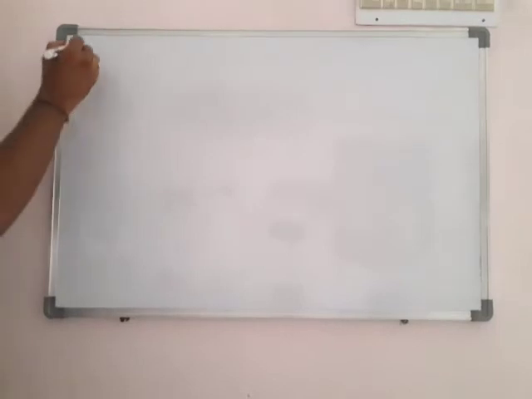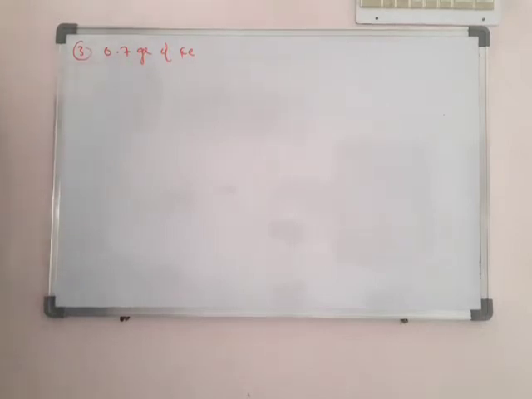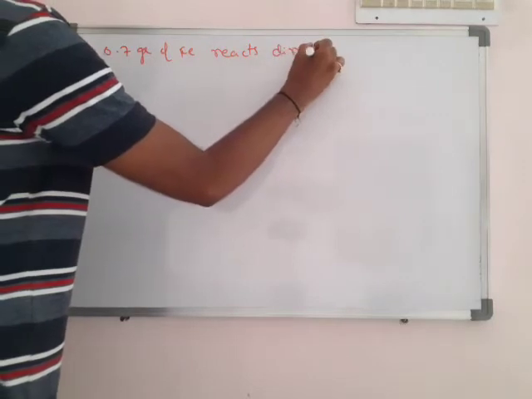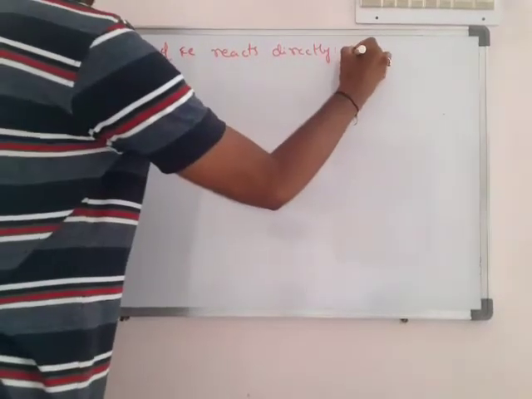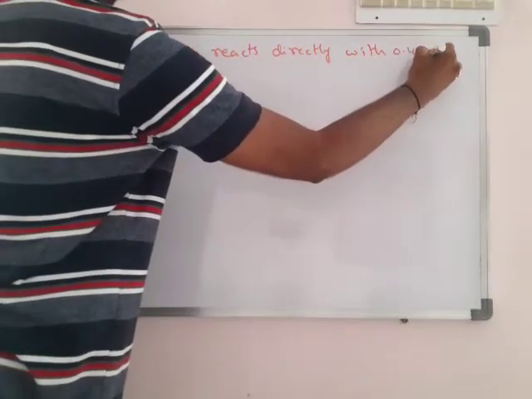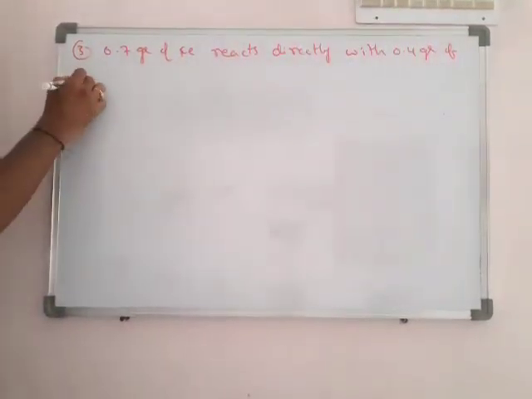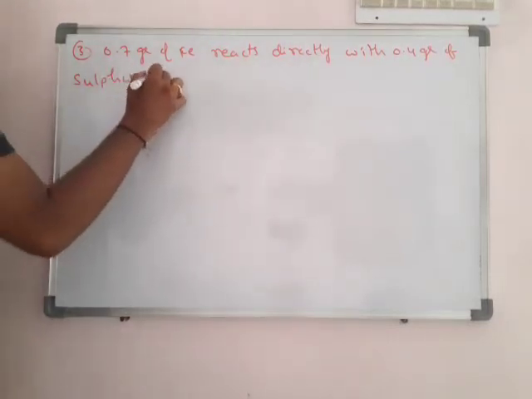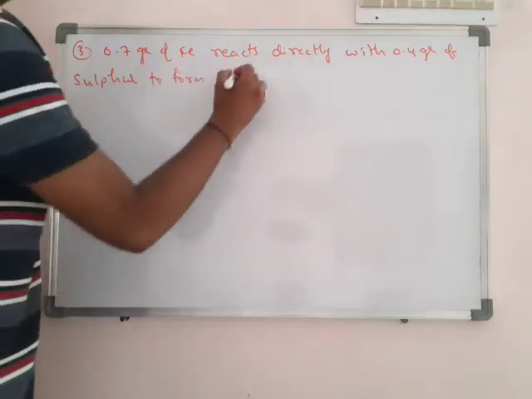So see the next problem. There is 0.7 gram of iron that reacts directly with 0.4 grams of sulfur to form ferrous sulfide.